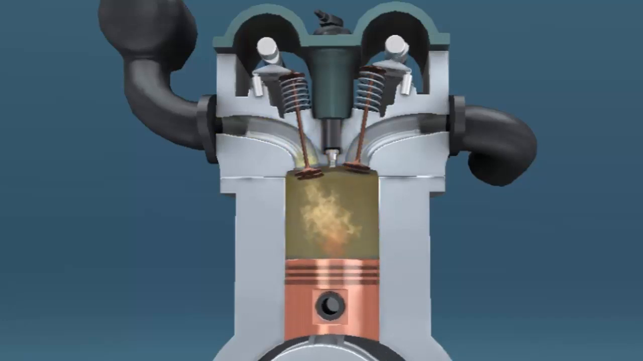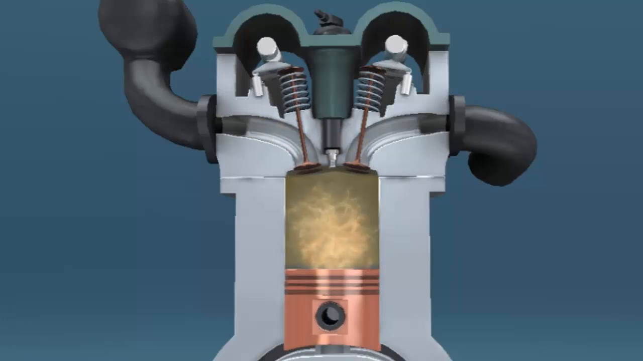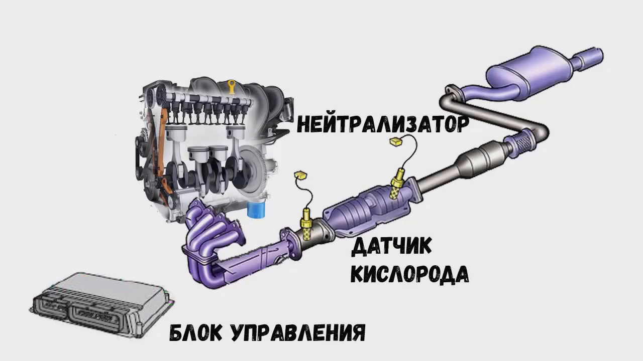The oxygen sensor immediately reports this to the control system. The unit responds to this by reducing the fuel supply. If the lambda probe after a while detects oxygen in the exhaust, then the amount of fuel supplied increases. Thus, the mixture constantly fluctuates between slightly lean and slightly rich.